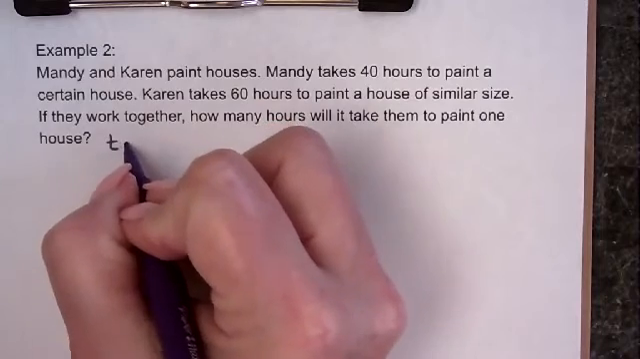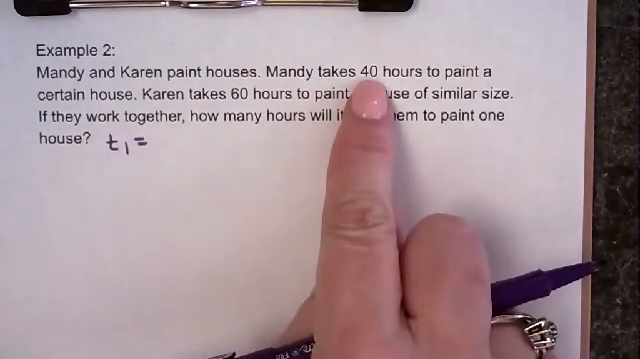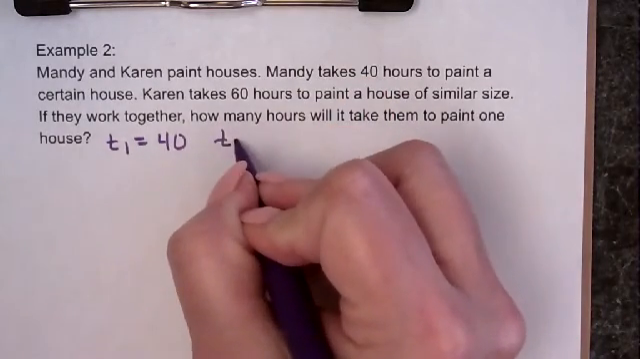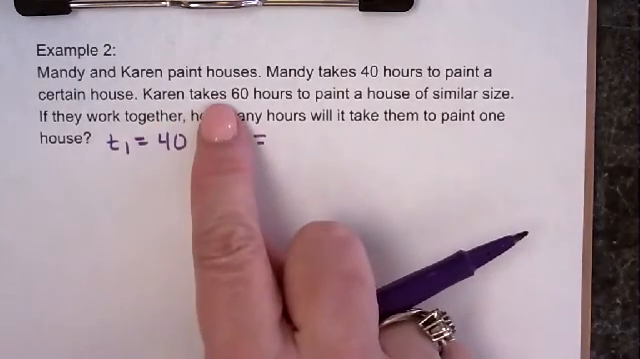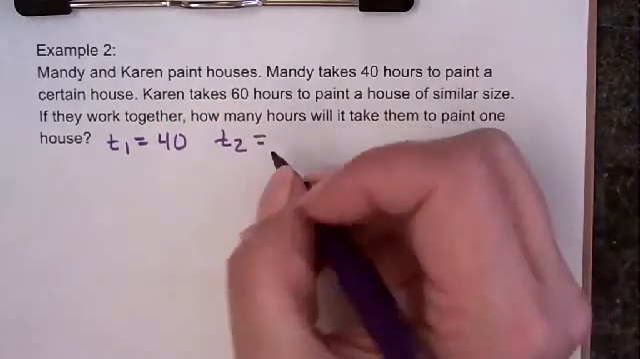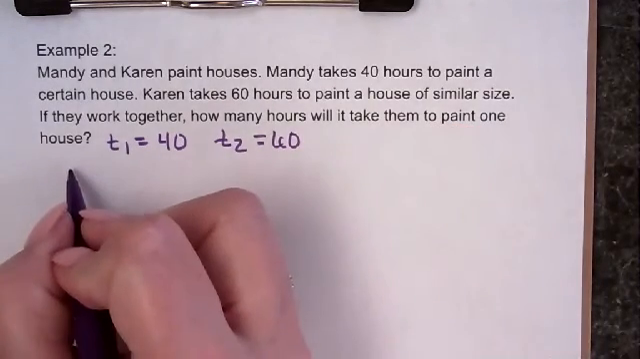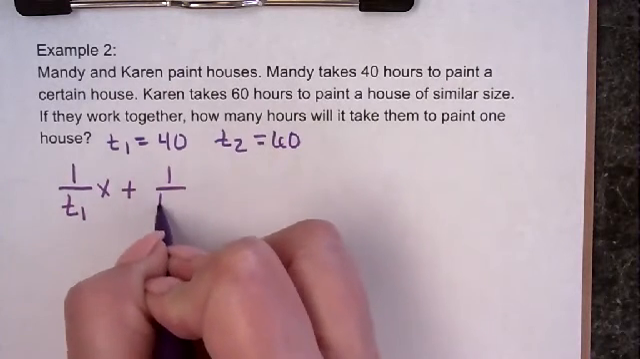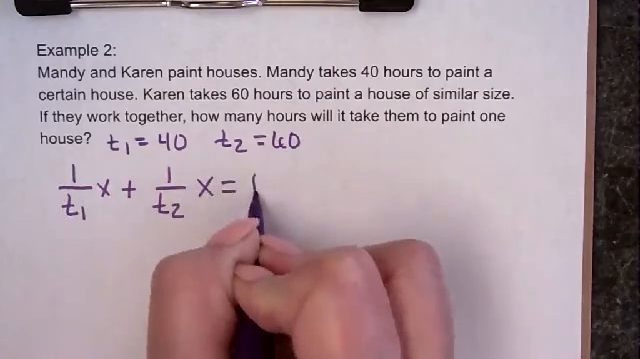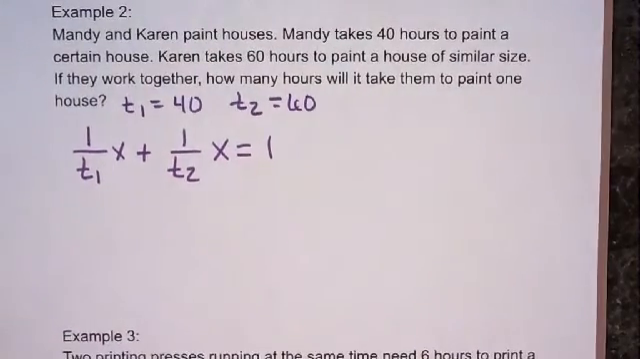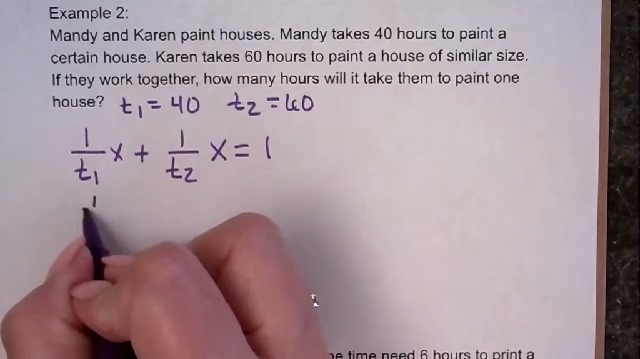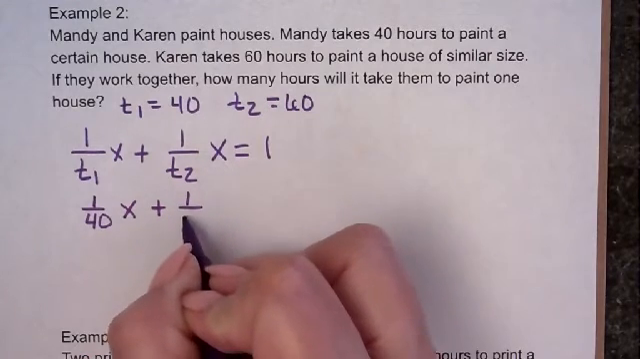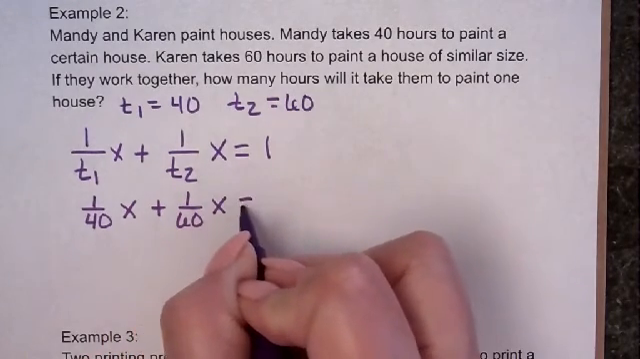I know that T sub 1, I'm going to let be Mandy's time, only because it's the first one they talk about, and that's going to be 40. T sub 2, which would be Karen, and I just made it second because it's the second one they talk about, is 60. Now, I'm going to write down my formula. And next thing I'm going to do is just substitute my numbers in. So I'm going to have 1 over 40 times x plus 1 over 60 times x equal to 1.